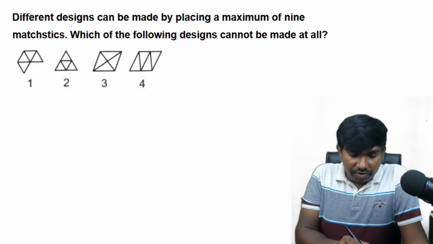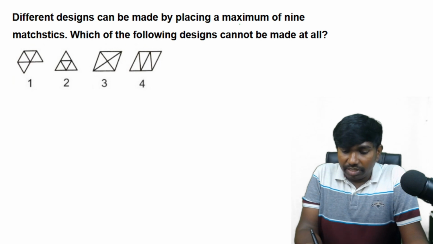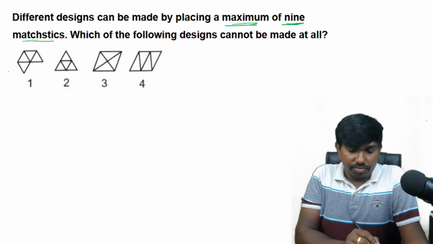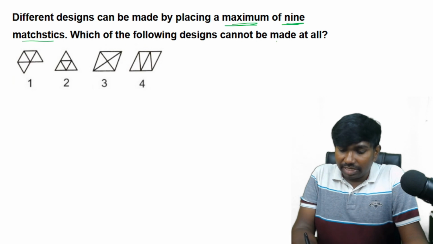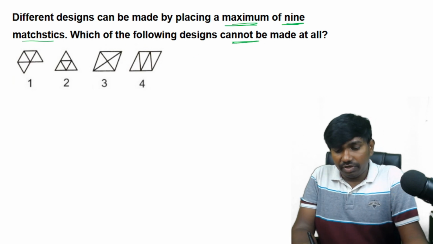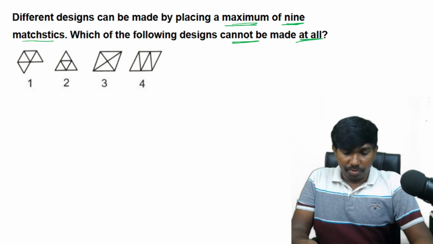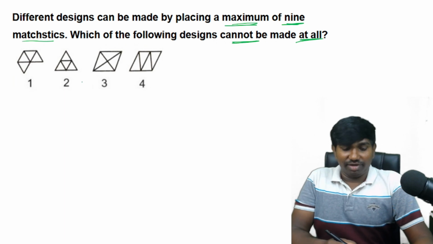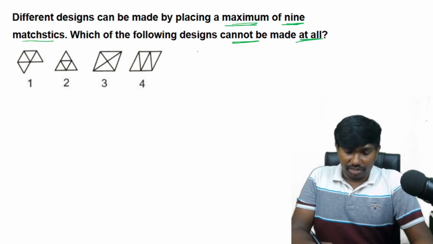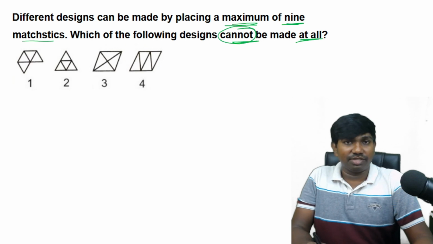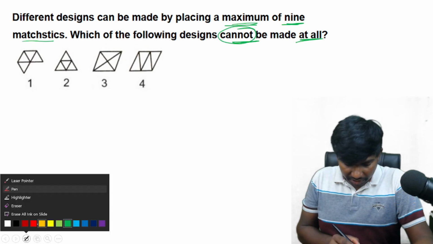Next one, different designs can be made by placing a maximum of 9 matchsticks. 9 matchsticks. Which of the following designs cannot be? See the question carefully. Cannot be. If you don't see 'cannot be' in the question, then you may think the first option or second option may be correct. Instead of giving the answer for cannot be, we will give the answer for can be. Okay, read the question carefully.